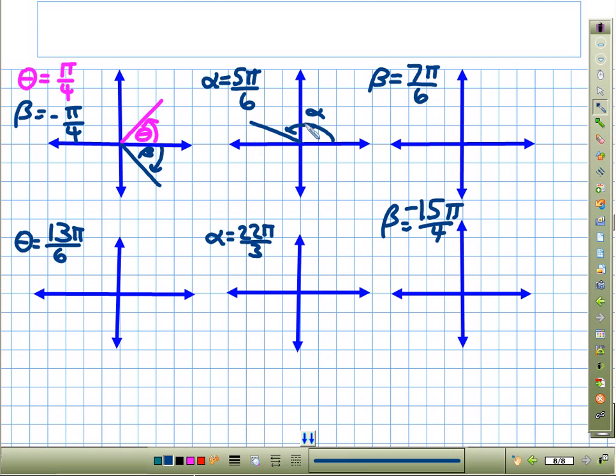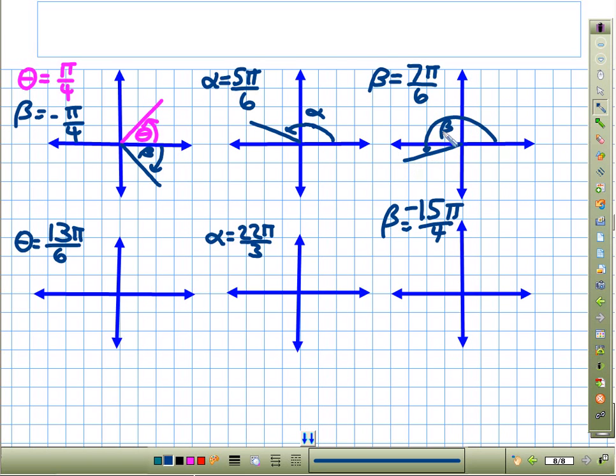Any questions about that? Now let's look at 7 pi over 6. Think about it. 6 pi over 6 is right here, right? That's one whole, but then you have 1/6 left over. So here's 6 pi over 6, 7 pi over 6, about right there. So it would go around like this, and there's your beta. And that's approximate, just to give you an idea about where it is. Any questions about that?